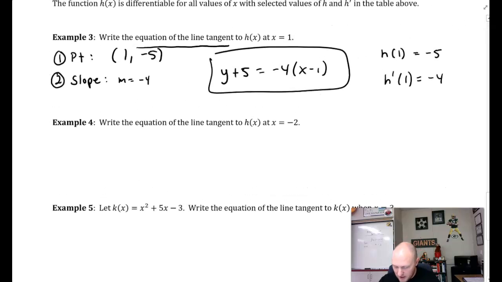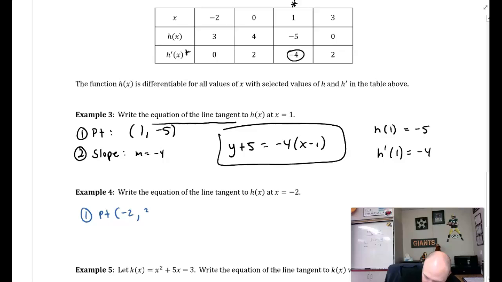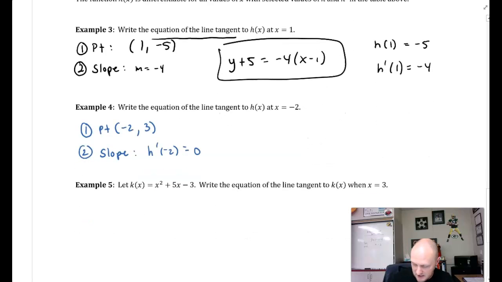All right, hopefully you paused the video. This one had a little bit of a curveball, but if I need to find my point, well, again, they give us -2, and h of -2 is 3. They give us that, no problem. Our slope, h prime at -2, is equal to 0. Oh, a slope of 0. What's a slope of 0? Isn't that a horizontal line? It's a flat line.